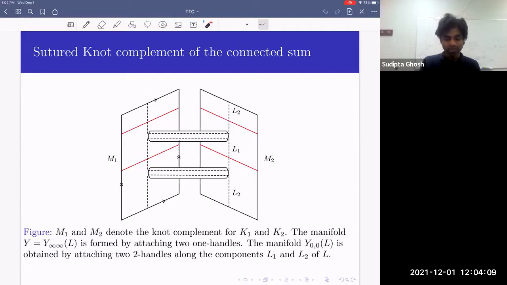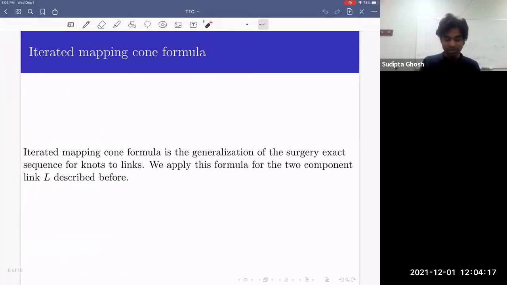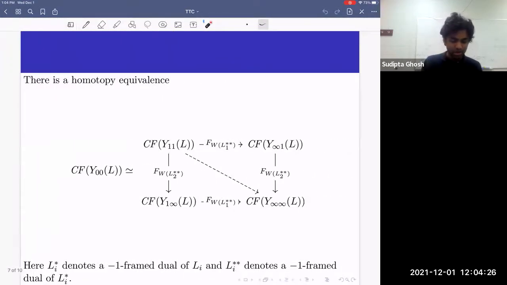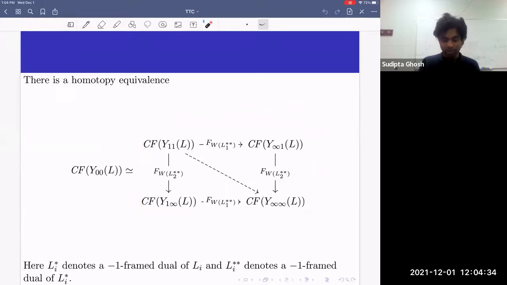Now the rest of the proof is to identify these contact two-handle maps as some surgery maps and apply the iterated mapping cone formula to this link L, this two-component link L described before. So by the iterated mapping cone formula, we have that the sutured Floer complex of the connected sum is quasi-isomorphic to this complex on the right. And we try to understand what all these groups and all these maps in this complex are.